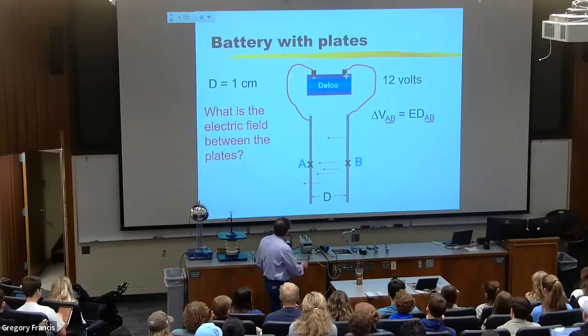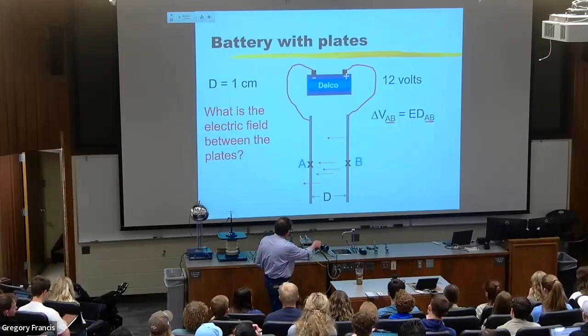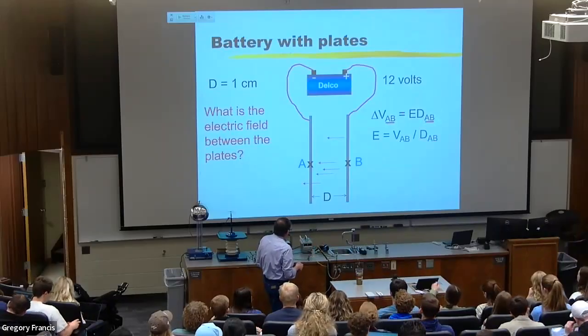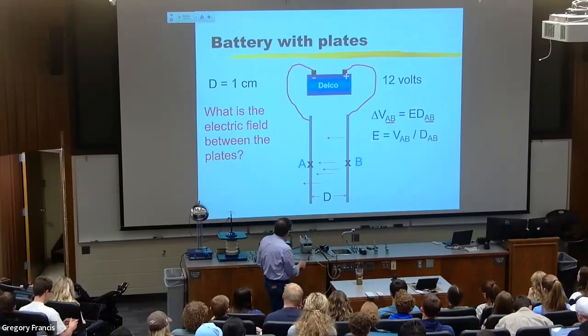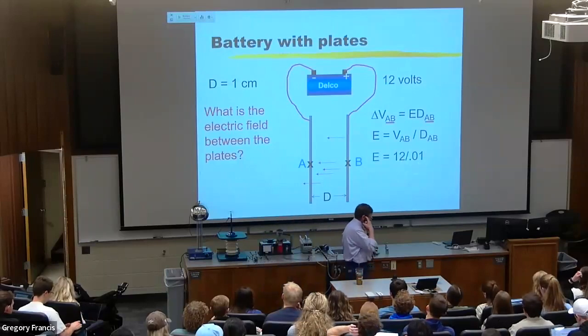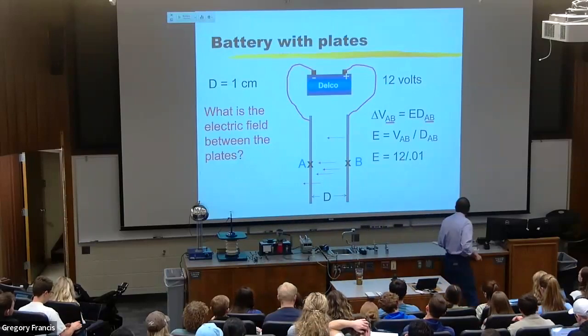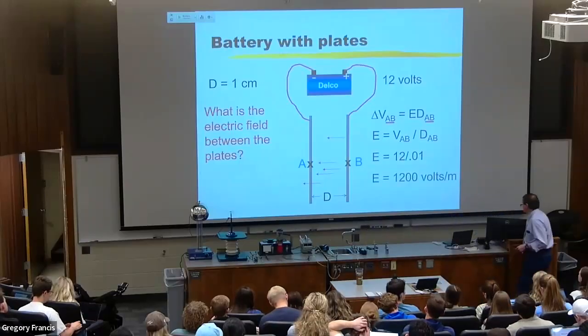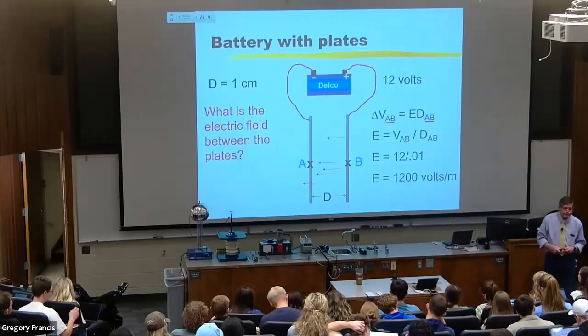Now, make sure that the distance from A to B is what you're using. So if I solve for the electric field by dividing both sides by the distance, which is 1 centimeter, I get 12 divided by, I've got to put that in meters. I can't put that in centimeters. And what I get is 1200 volts per meter.